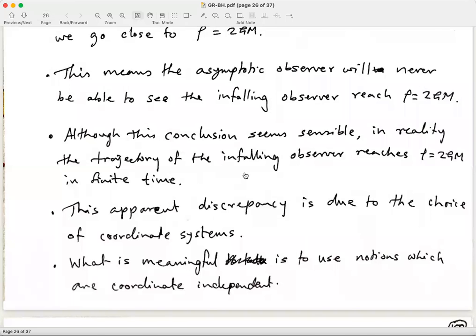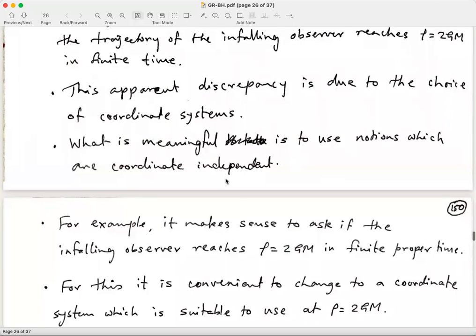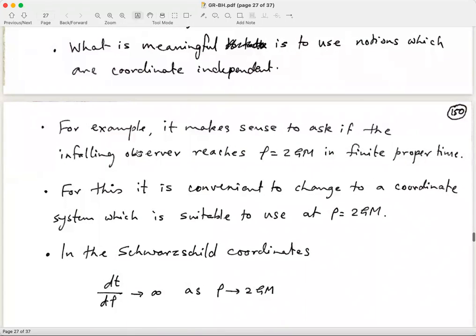So what we should really do is to look at quantities which are really coordinate independent, and not based on what the asymptotic observer is observing, or what the infalling observer is observing, or the observation of a specific observer who is accelerated with respect to this geometry and so on. The coordinate independent quantity is typically proper time. So we could ask the question: is the infalling observer reaching rho equals 2GM in finite proper time? That makes much more sense as against whether the asymptotic observer sees the infalling observer crossing rho equals 2GM in finite time or not.